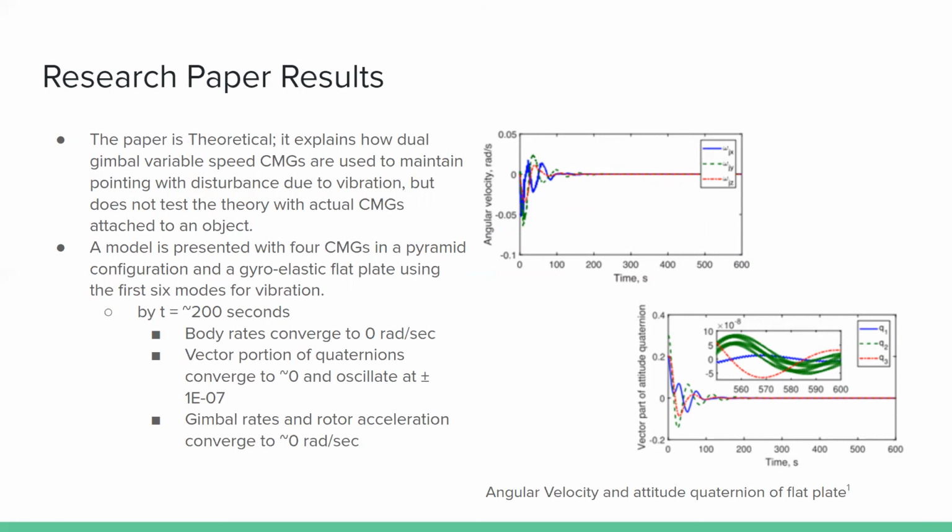The model presents 4 CMGs in a pyramid configuration and a gyroelastic flat plate using the first 6 modes for vibration. By 200 seconds, the body rates have converged to 0 radians per second, and the vector portions of the quaternion are almost 0 as they oscillate around 0, around 1e-7. Gimbal rates converge to 0 radians per second, and the rotor acceleration also converges to 0 radians per second.